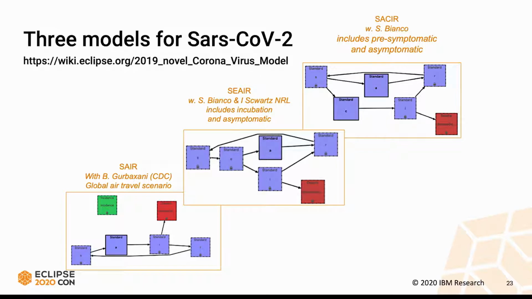And in this case, you have pre-symptomatic and asymptomatic cases. So it's a little bit more complex, a richer set of assumptions on what is happening in the population. But it's one of many different framings of what is happening from a COVID-19 perspective.